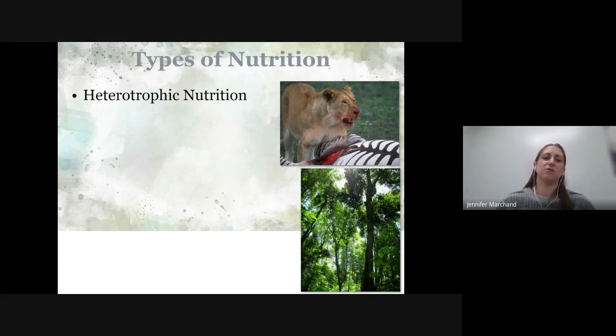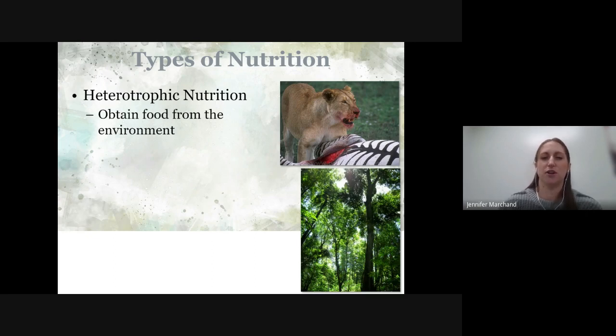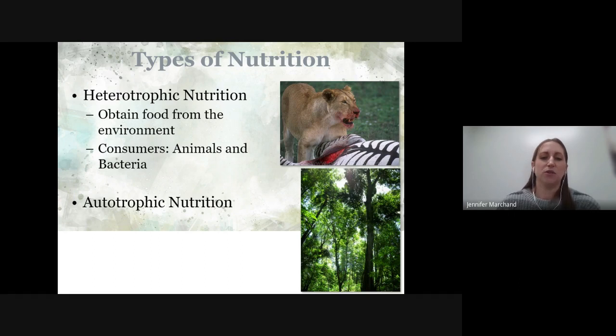All right, so there's different types of nutrition. So we have heterotrophic nutrition, which means that heterotrophs, we've learned about already, are going to consume their nutrition from the environment, from other plants, from other animals that are out in the environment. Our typical consumers are going to be animals and bacteria. Then we also have autotrophic nutrition.